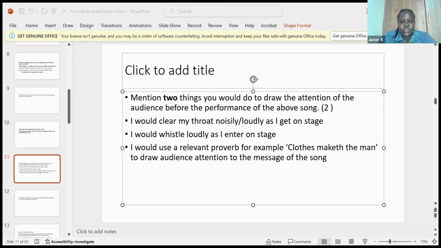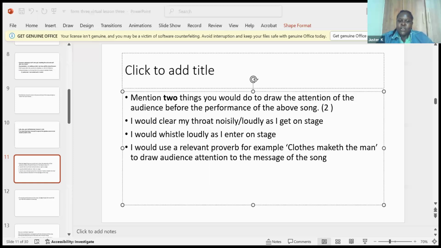I would clear my throat noisily, because you are carrying your throat with you as you're walking. Or I would whistle loudly. And remember, this is mostly a 2 marks question. I would rather you give these simple answers and score 2 marks, other than come up with answers that will be subjected to discussion and then eventually penalized or not accepted.